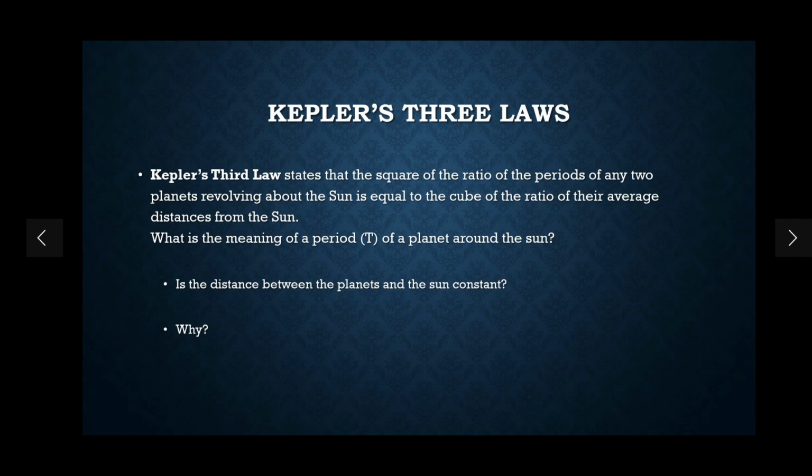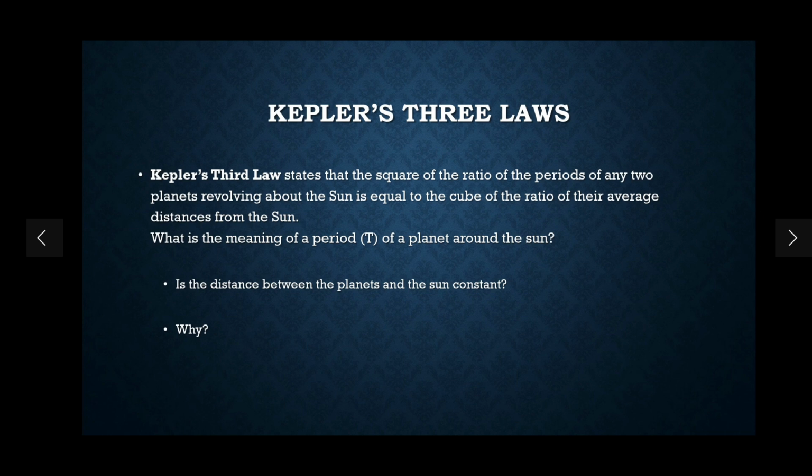Let's talk about the third law. Kepler's third law states that the square of the period of any planet is proportional to the cube of the average distance from the sun. This relationship lets us calculate the period of orbit for any celestial body, be it a planet or a moon, based on its distance from the object it orbits.